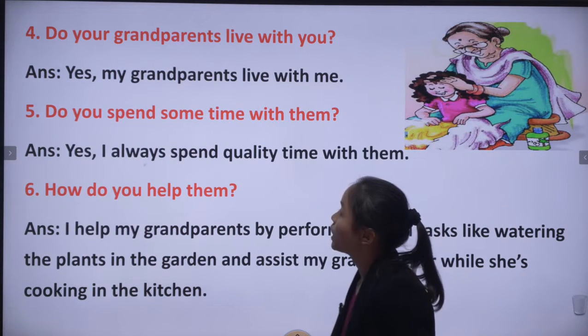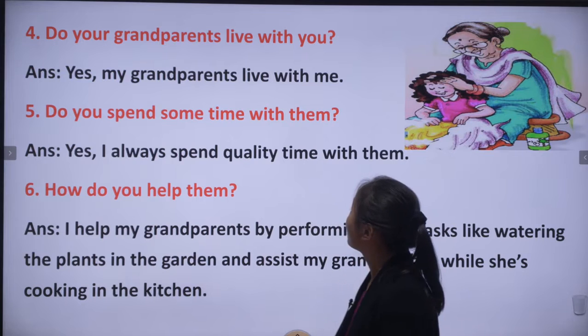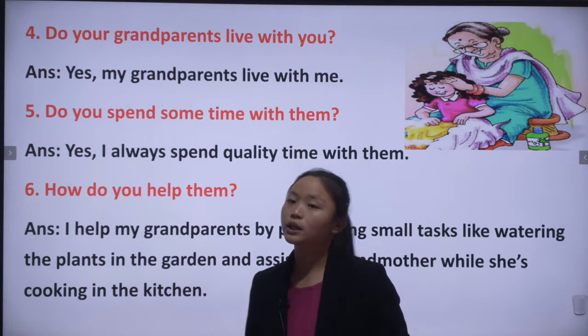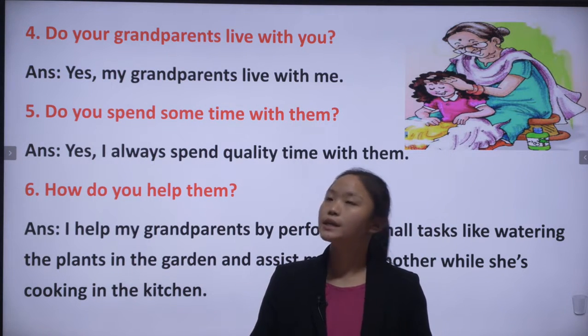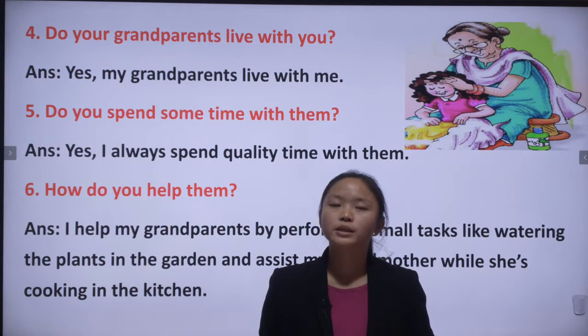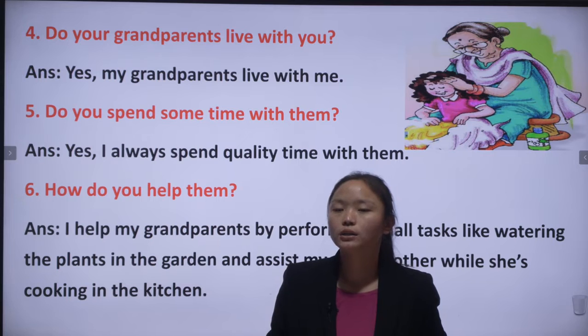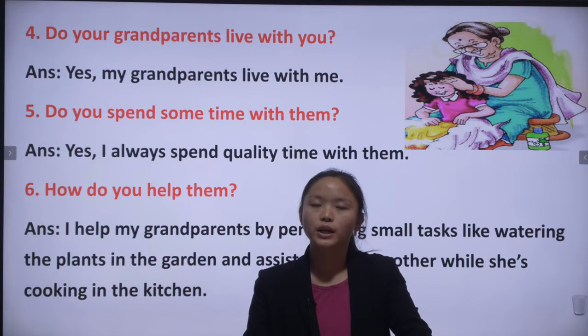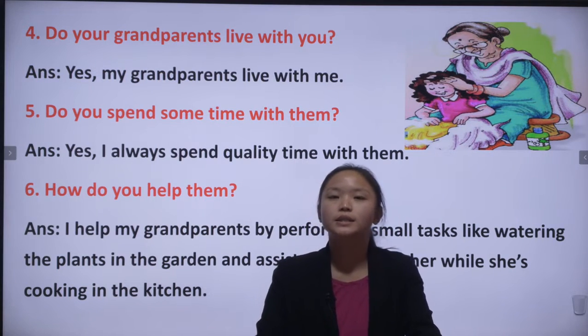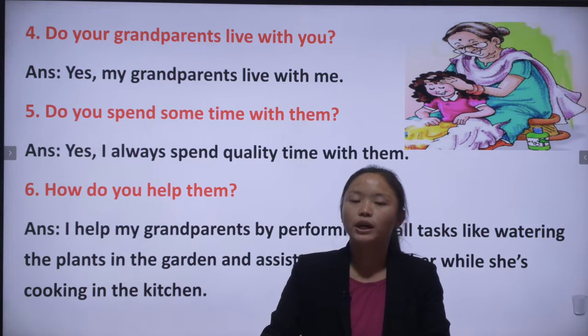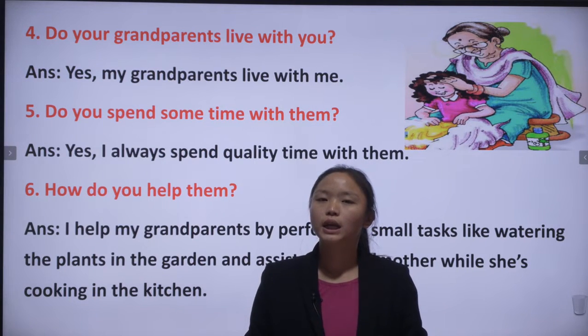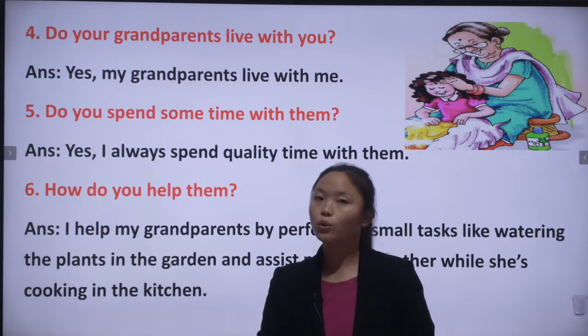Next question. Do your grandparents live with you? So you have to answer here if yes, and you have to write yes. My grandparents live with us, or you can say no, they don't live with us. है ना? जिसके पास अपने grandparents रहते हैं, you can write yes, और जिनके पास वो नहीं रहते हैं तो you can write no. Okay.